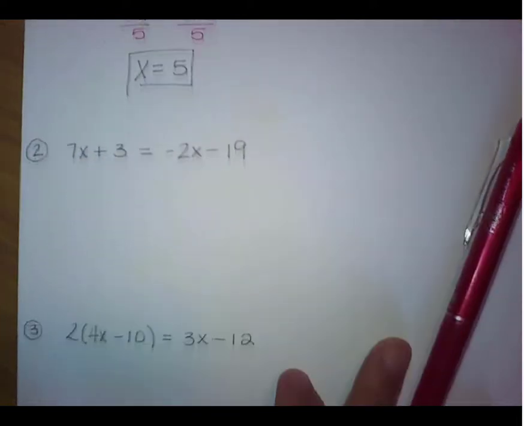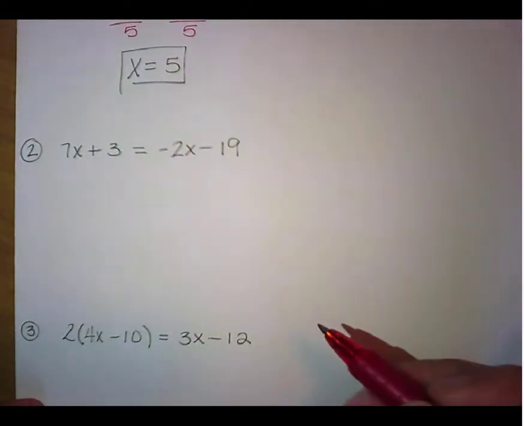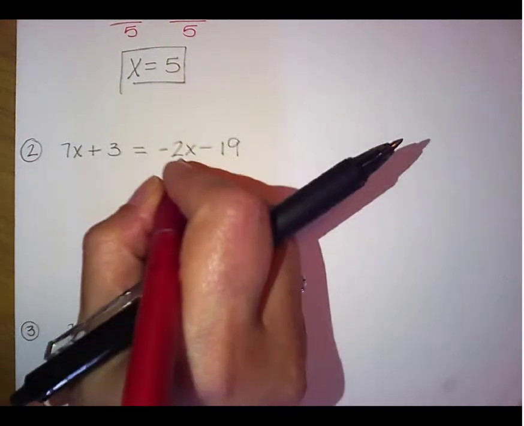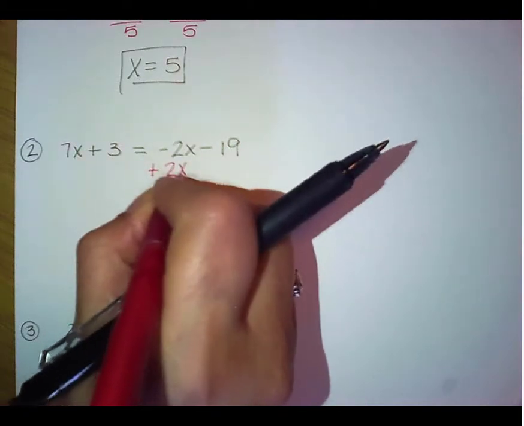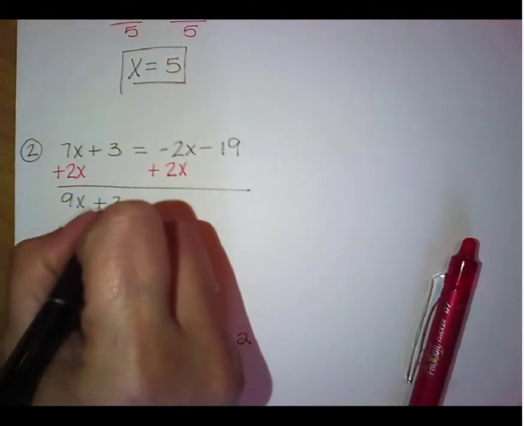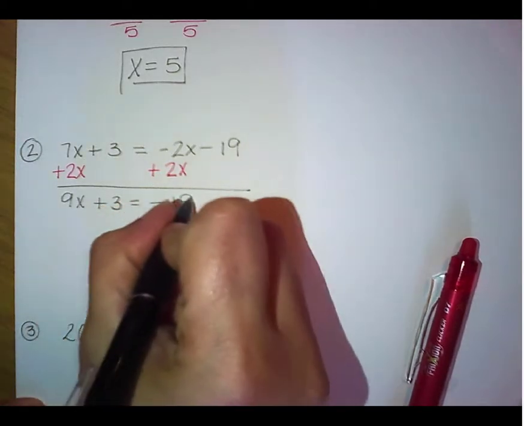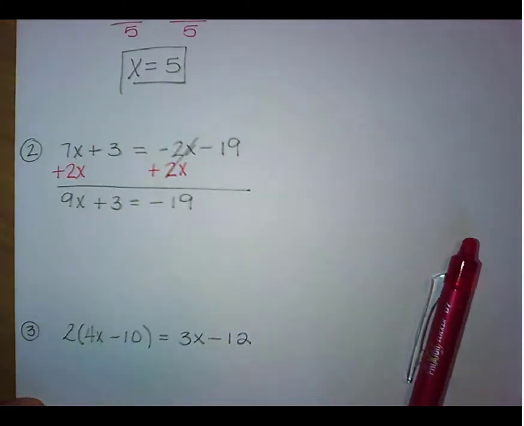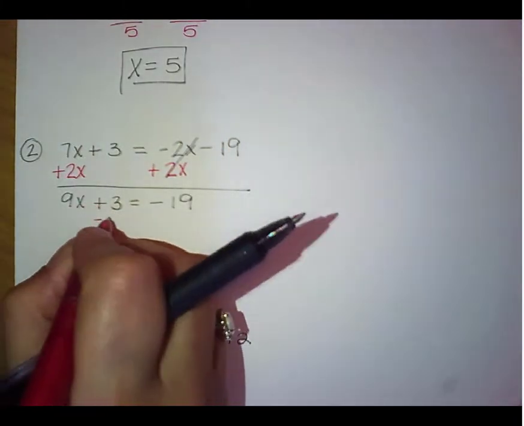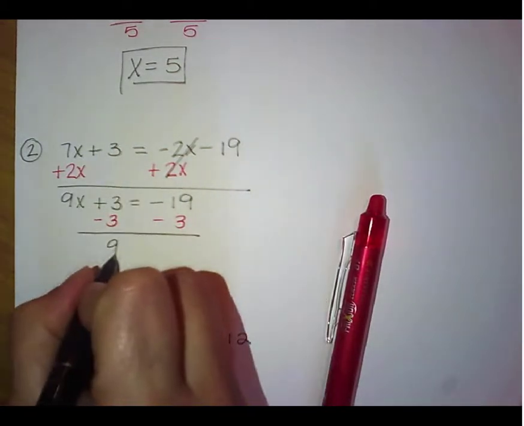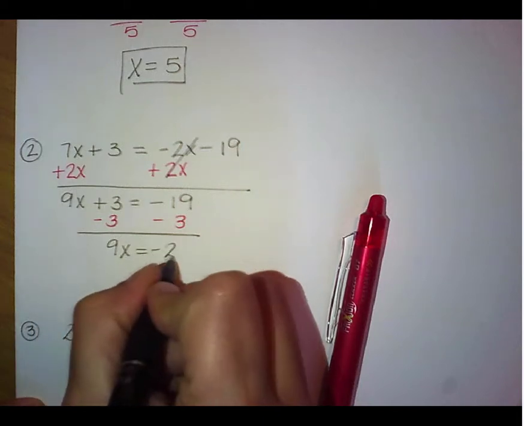So for our second one here, again, this is kind of like the second problem we had above in our examples. This time I'm going to move this negative 2x, so I'm going to add 2x to both sides. That's going to give us 9x plus 3 is equal to negative 19. Again, making sure to be really careful about those negatives and not dropping that away. So the next thing we're going to do is move that 3. So we're going to subtract 3 from both sides. So 9x is equal to negative 22.